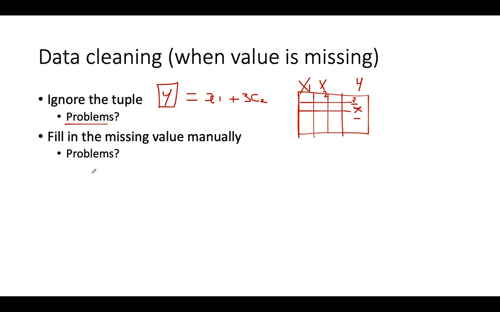Another strategy is to fill in the missing values manually. Well, what if you have 1 million tuples or records? This approach will be untenable and time-consuming. It's not feasible, given that you have a very large data set with missing values.